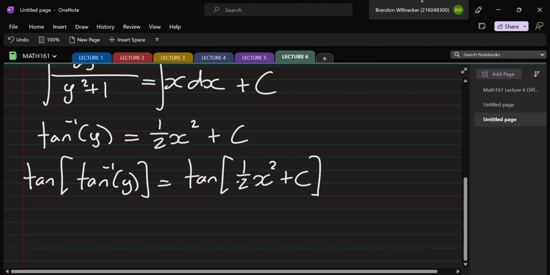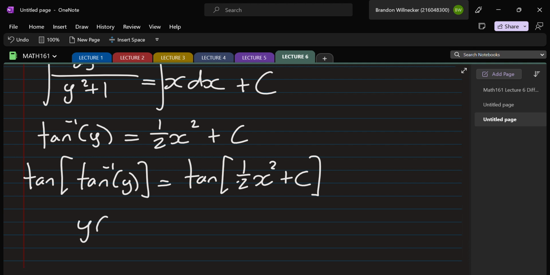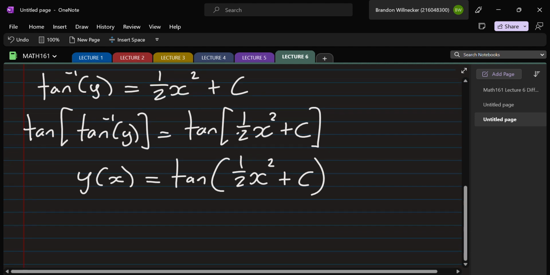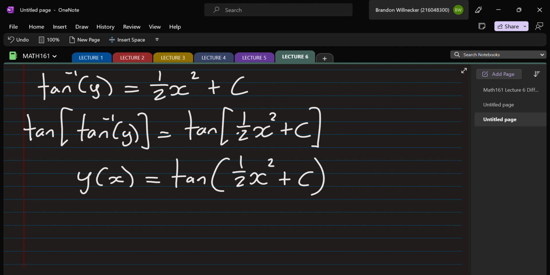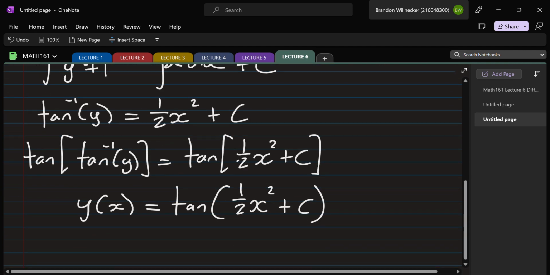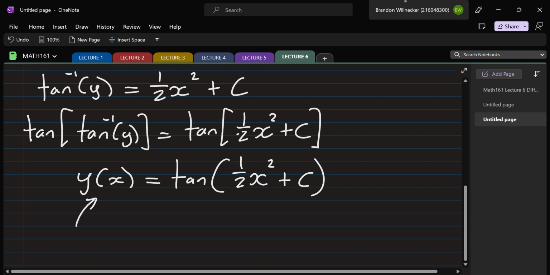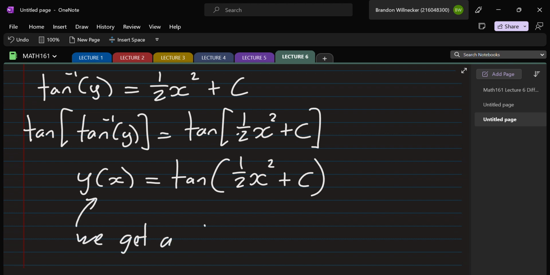Okay. Then the tangent of the arctangent, that just cancels, so we have y of x is equal to the tangent of 1/2 x squared plus c. Okay, and if we want to solve for c, we have to have the initial condition. So sometimes that will be provided, then we get one solution. If the initial condition is not provided, then we get a family of solutions. Okay, so for this one, we don't have an initial condition, so we get a family of solutions.